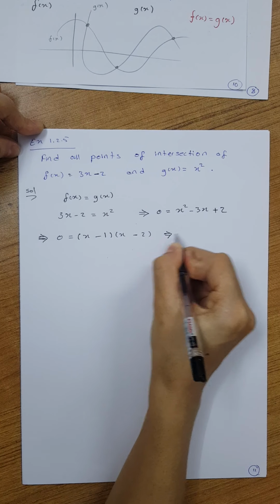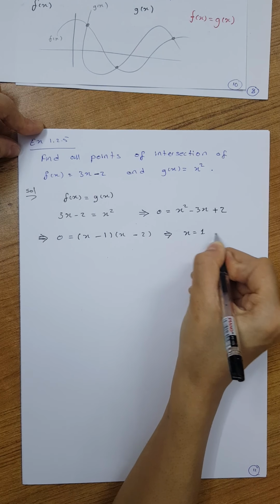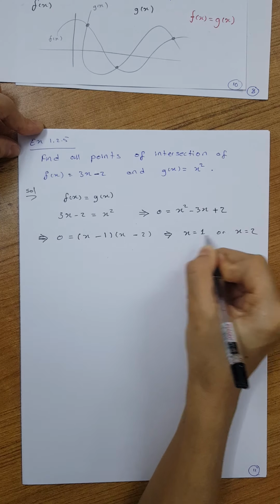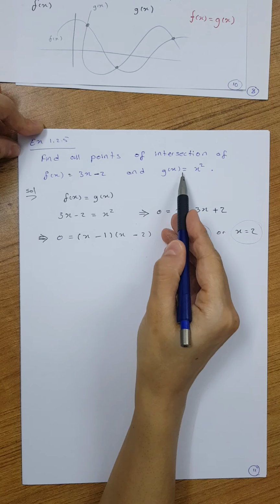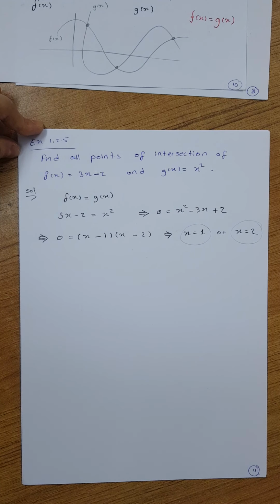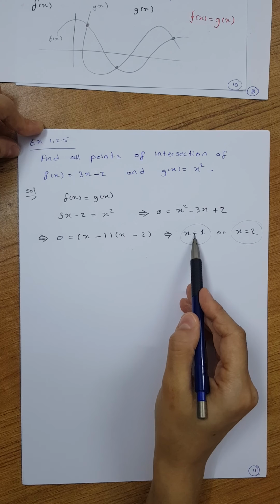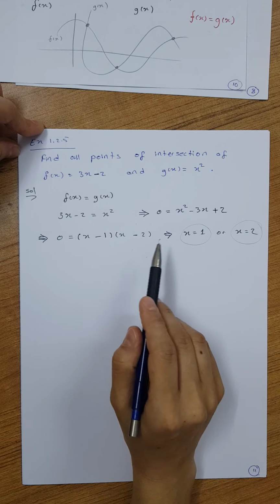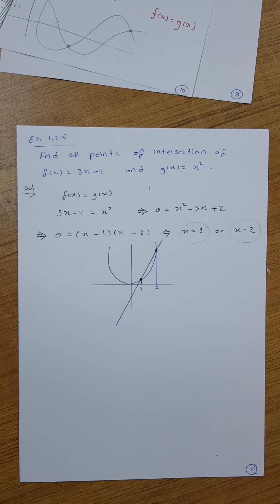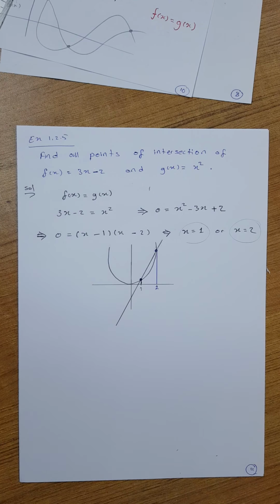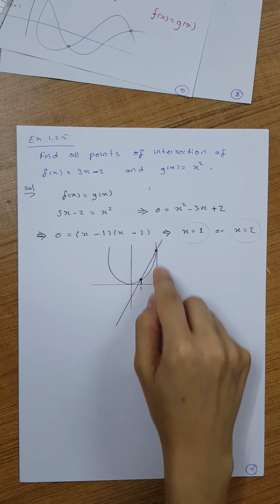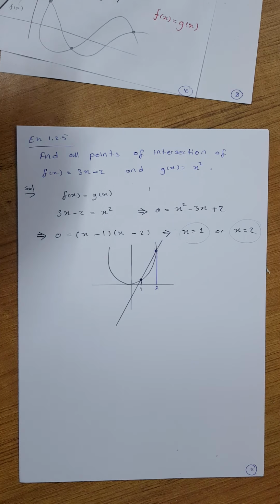So in general, x is equal to what? x is equal to 1 or x is equal to 2. So when I sketch the graph of this function with that function on the Cartesian coordinate, how will their intersection points be? They will intersect at x equal to 1 and x equal to 2. Okay, so here is the graph of x squared, and the graph of 3x minus 2. They intersect at x equal to 1 and x equal to 2, and that's their intersection points.